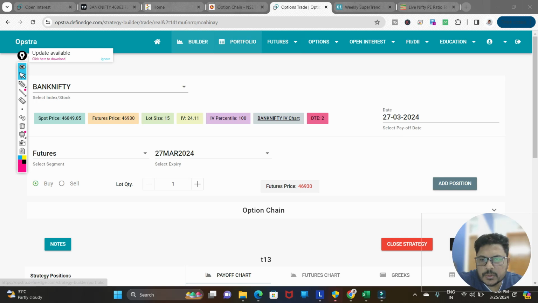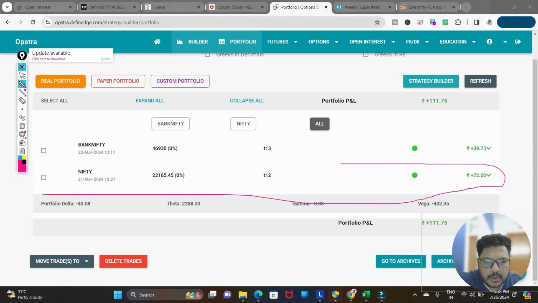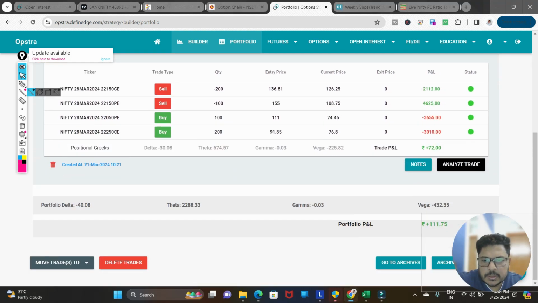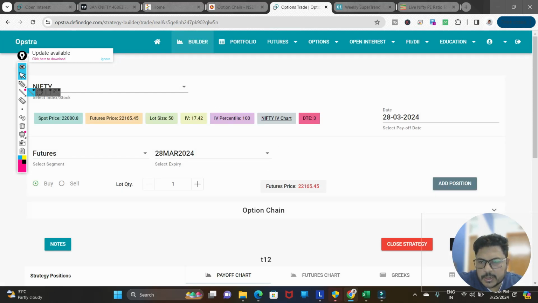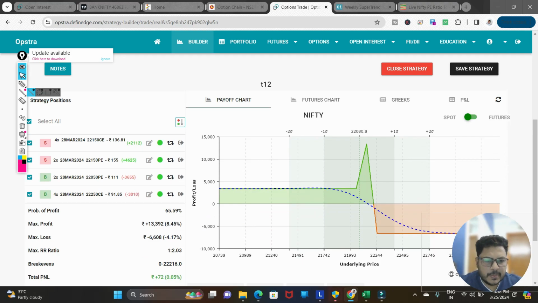I'm using a tool called Opstra Definedge. These are the strategies which are already deployed in the market today. I have deployed it on last week's expiry. For example, this is a four leg strategy on Nifty options. This is a little bit complicated if you don't have an understanding of options. This is an advanced strategy which you can learn from my previous videos. Just have a look at my previous videos from the trading playlist.